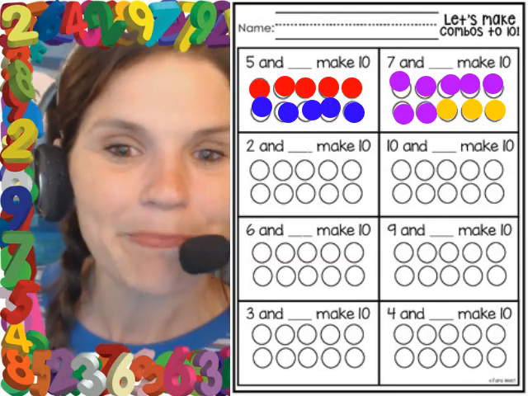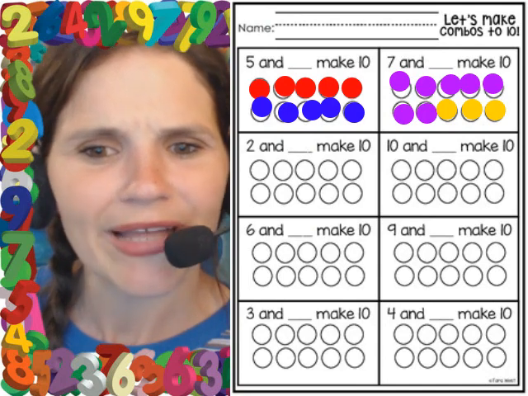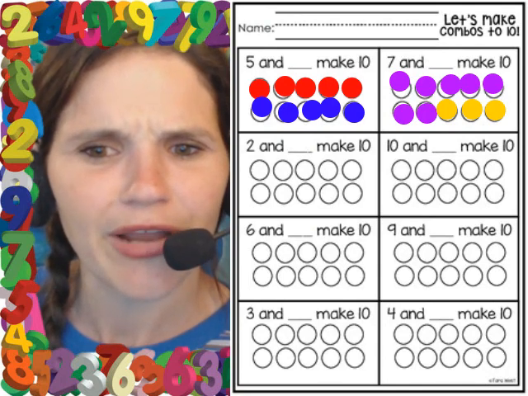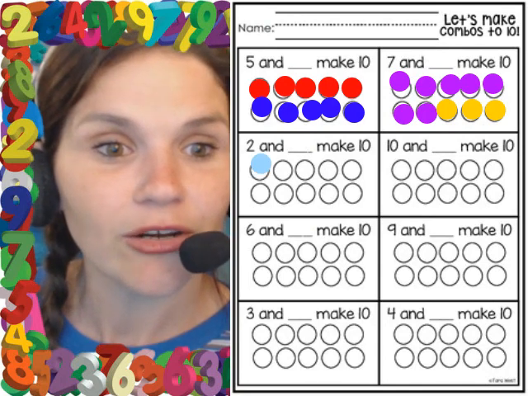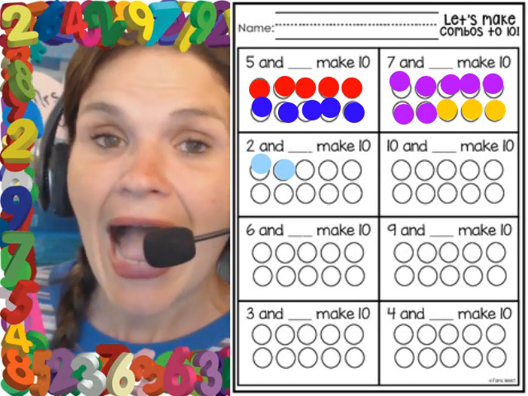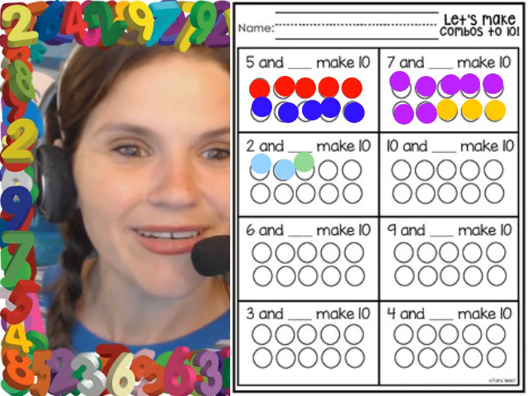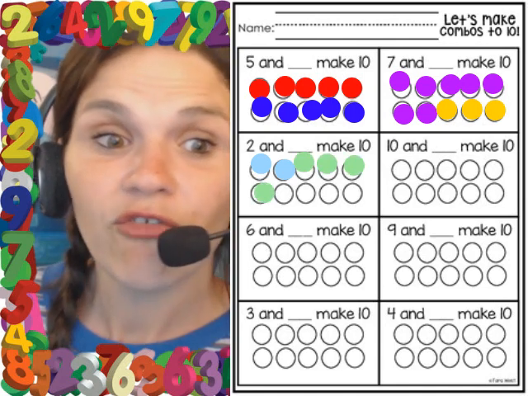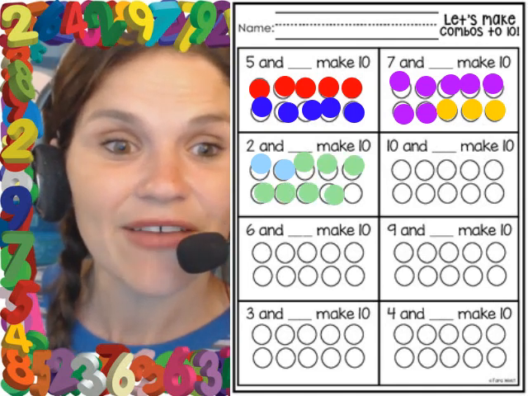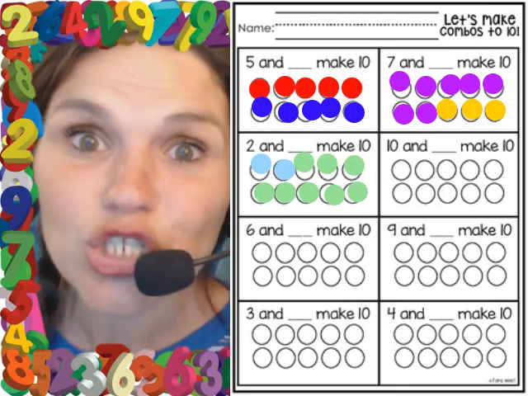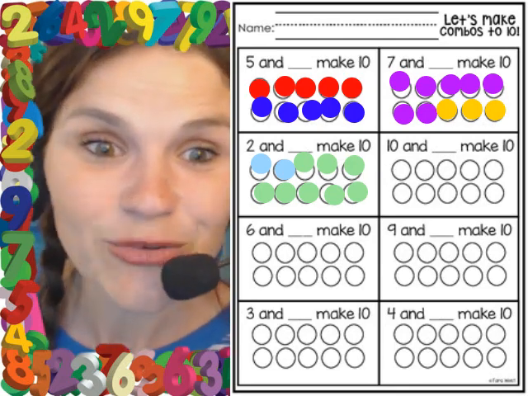Let's do one more. 2 and what? 2 and what other number? Let's go ahead and fill in our 2 counters in light blue. How many counters in that tens frame are left? I see 1, 2, 3, 4, 5, 6, 7, 8. That means 2 plus 8 equals 10.